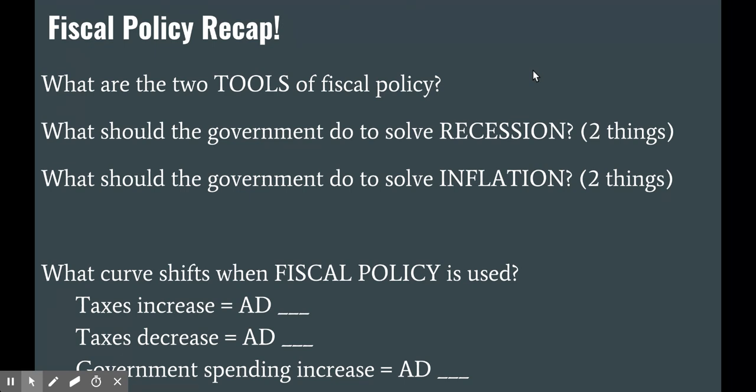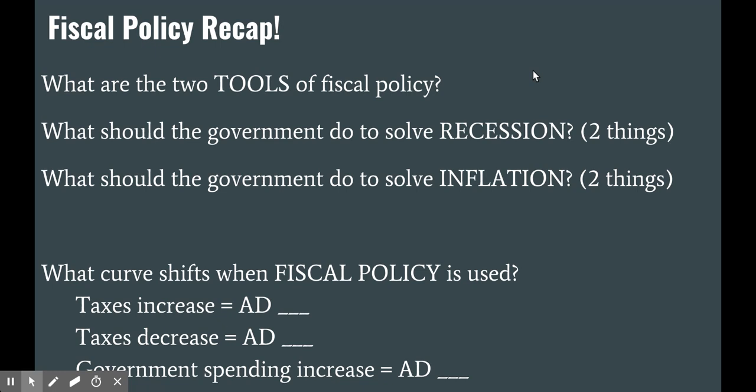In order to fight inflation, the federal government should raise income taxes, which would take money out of the hands of consumers and slow down their spending, or decrease government spending, which would decrease job growth, and we would have a negative change in unemployment.